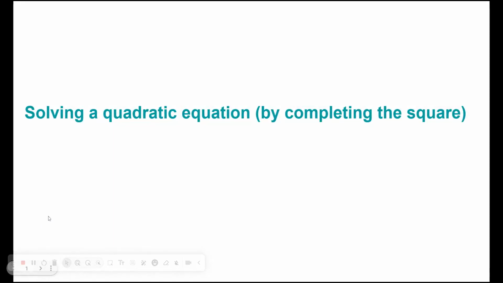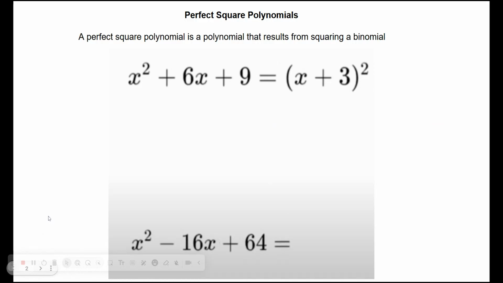Hey everyone, today we're going to work on solving a quadratic equation by completing the square. First we need to talk about perfect square polynomials. A perfect square polynomial is a polynomial that results from squaring a binomial. Let's take a quick look at what that might be.